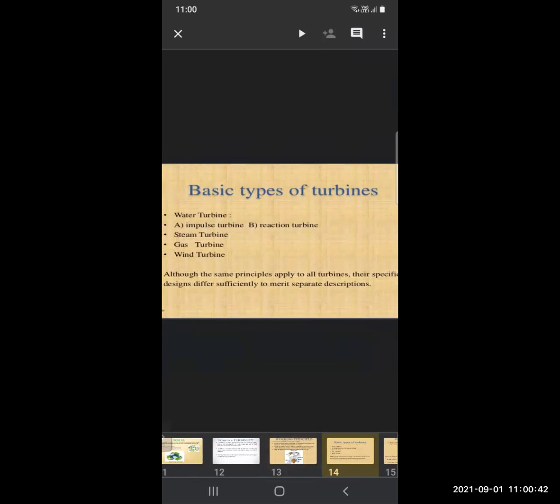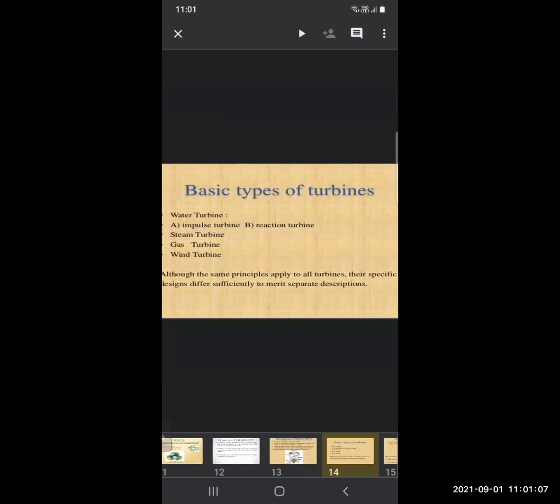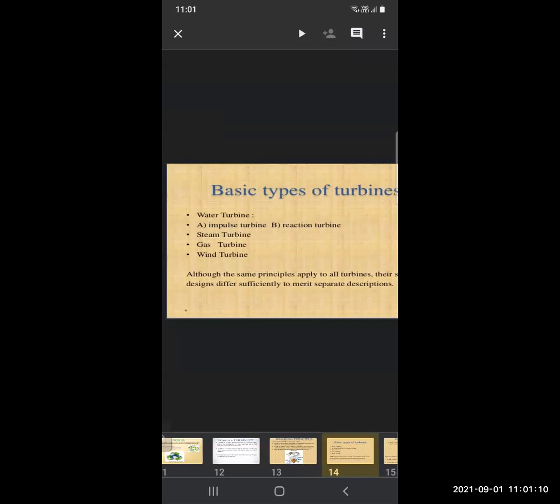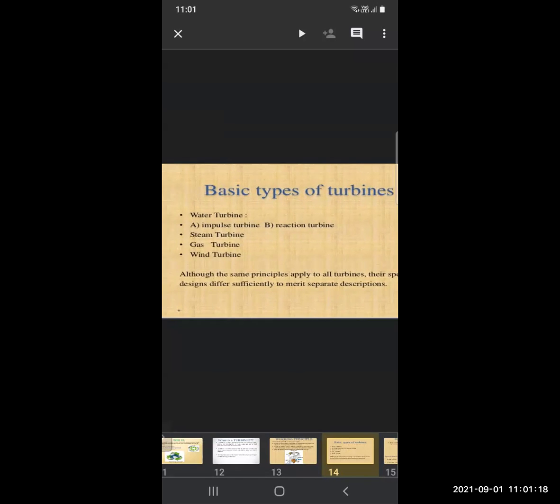Now, what are the basic types of turbines? Water turbine, impulse turbine, and reaction turbine. In water turbine, there are two types, that is impulse turbine and reaction turbine. The next is steam turbine, third one is gas turbine, and fourth one is wind turbine. Although the same principles apply to all turbines, their specific designs differ sufficiently to merit separate description. Okay, the principle is the same, but the designs are different.